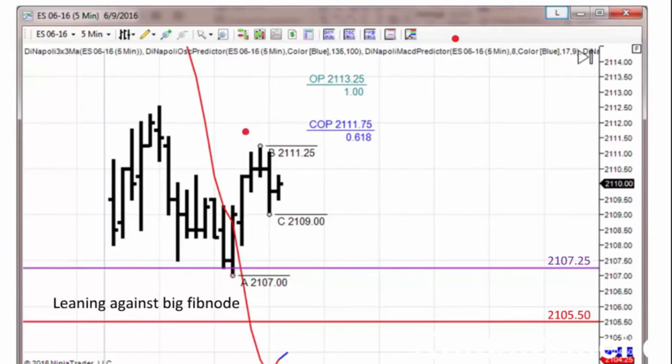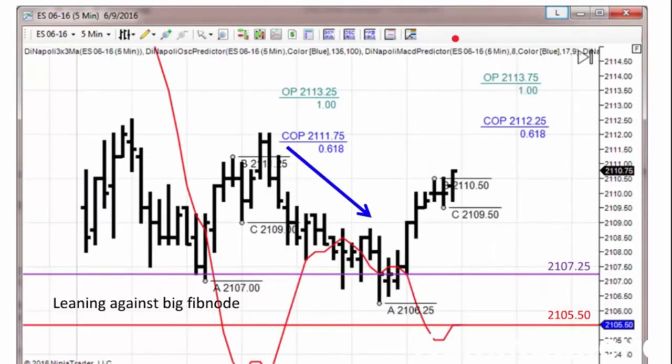I immediately calculated an A, B, C, and put my exit up here at the COP, very important. I put it in ahead of time. And as the next chart shows you, I hope it shows you, that COP was hit and I was out.